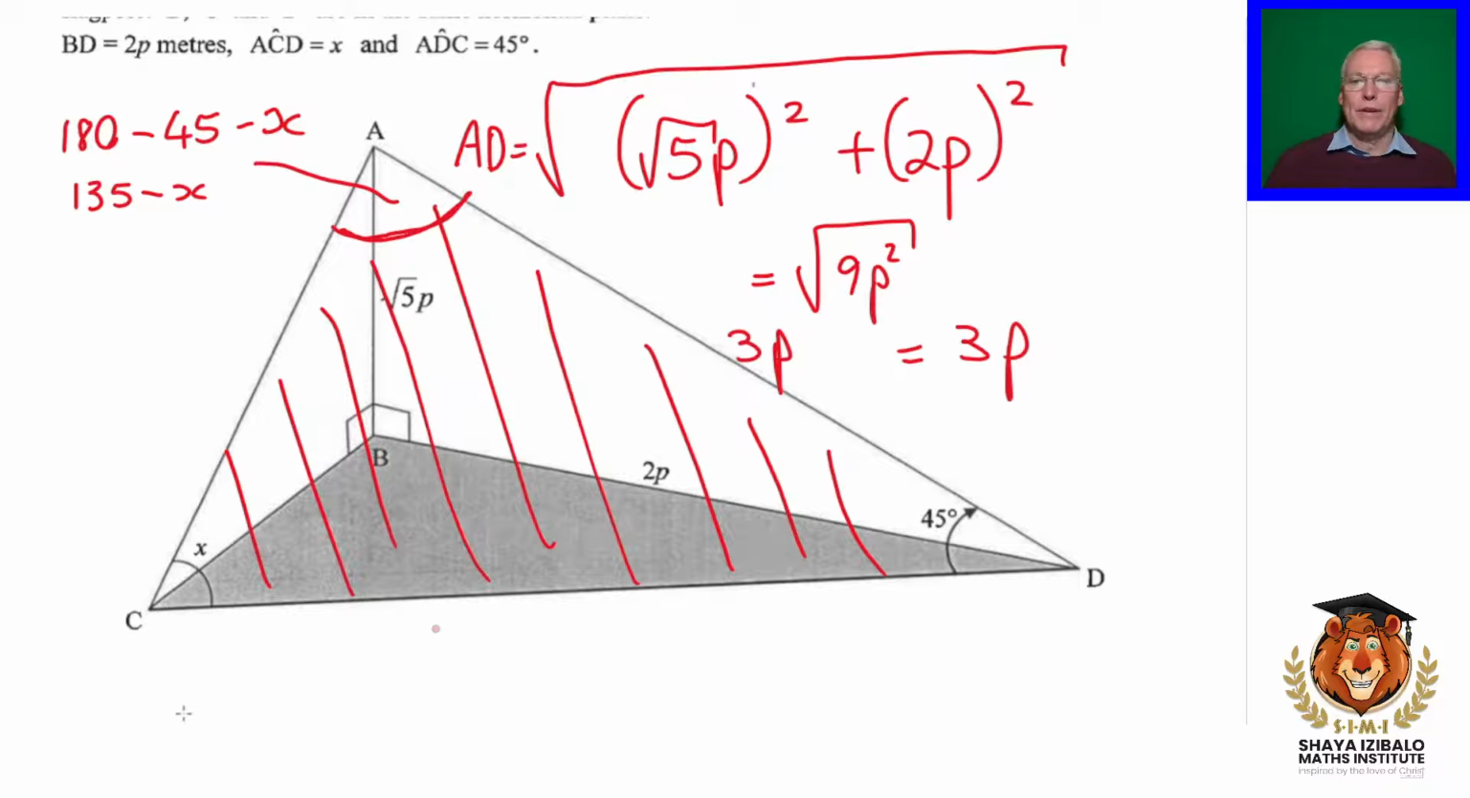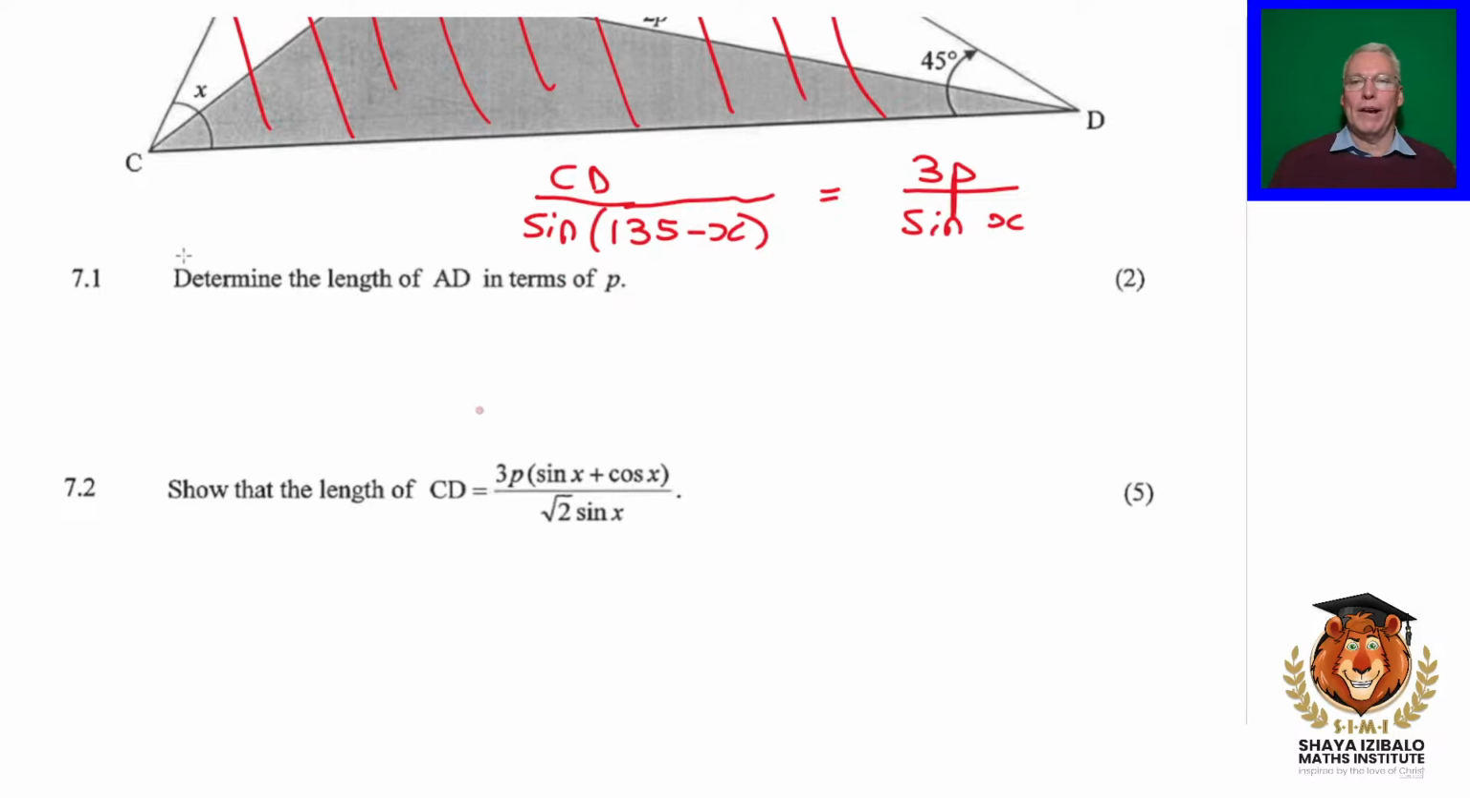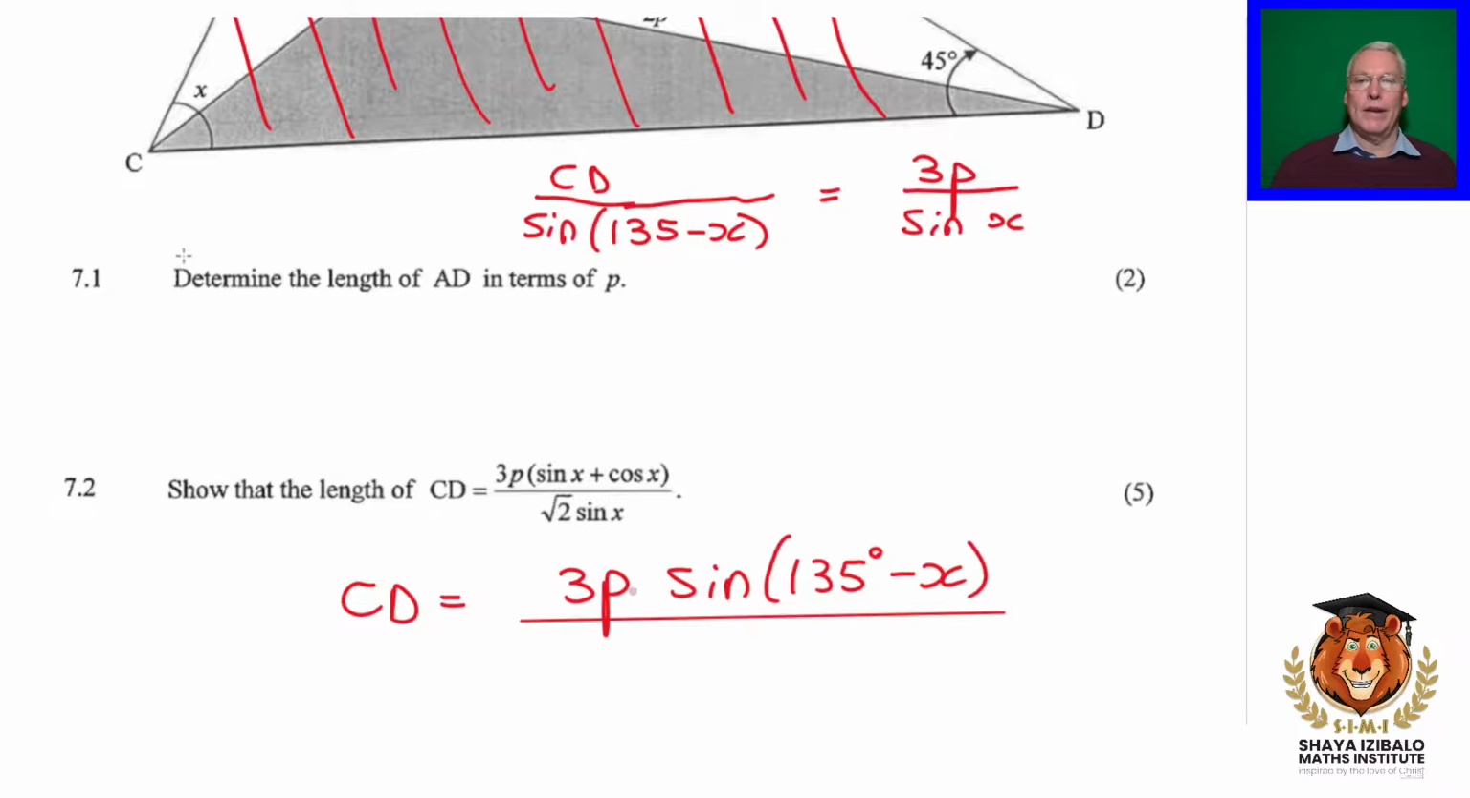We're wanting to find CD. So CD over the sine of 135 minus x will be the same as AD, and remember AD we've just worked out to be 3p, over the sine of x. Now if we multiply both sides by the sine of 135 minus x, we're going to get CD equals 3p sine 135 minus x, over sine x.